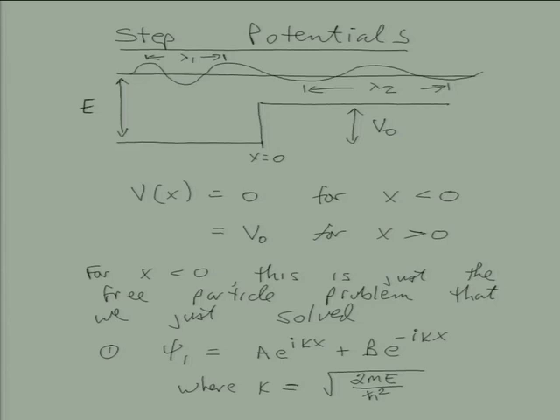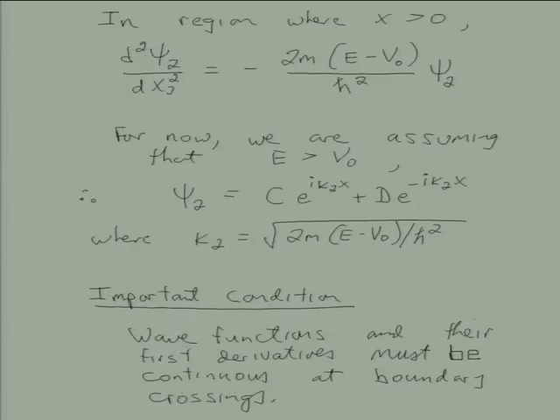Again, the potentials are constant in each region, so we solve the Schrodinger equation in each place, and then we'll match them together. So this is the solution in region 1. Now here's region 2. Squared.